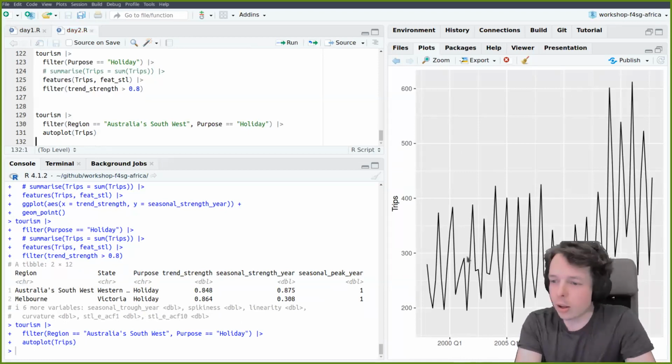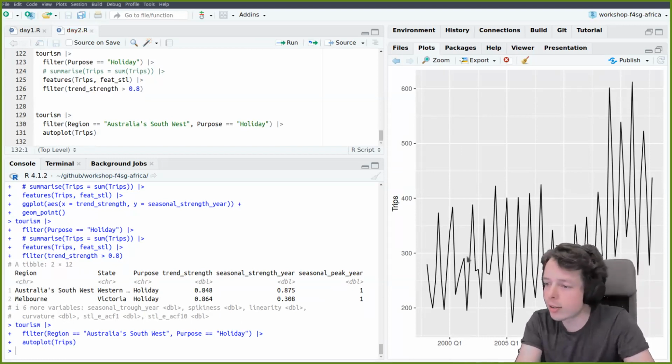So it's a useful summary of the big features in the time series, the trend, the seasonality, and more. And this is a useful way of understanding hundreds of time series in a single plot.